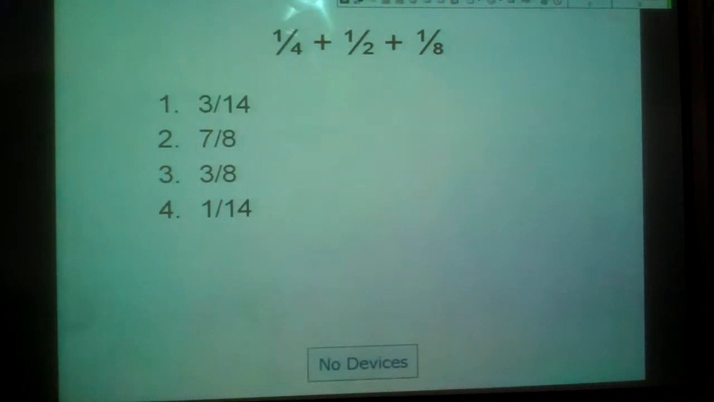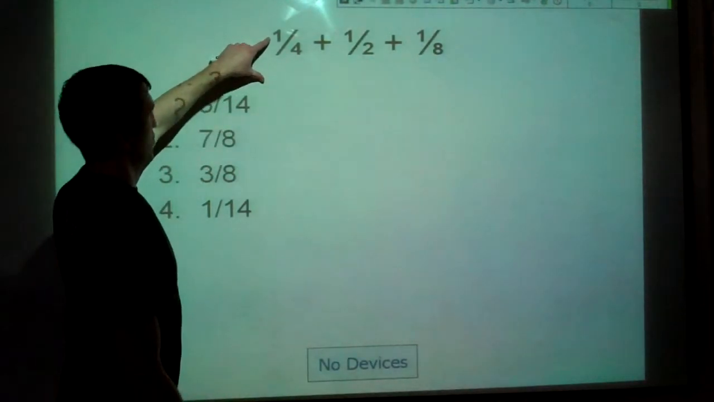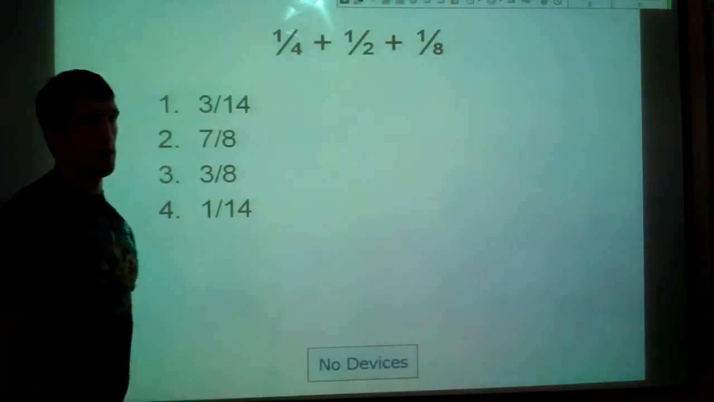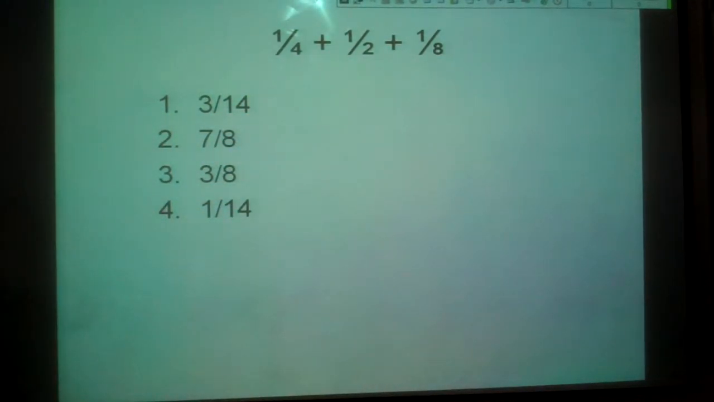We also have one like this where we just add fractions. Now we're going to need a common denominator here. A good common denominator would be 8. So this would turn into 2 over 8. This would be 4 over 8 and 1 over 8. If you do this, you should get number 2, 7/8.